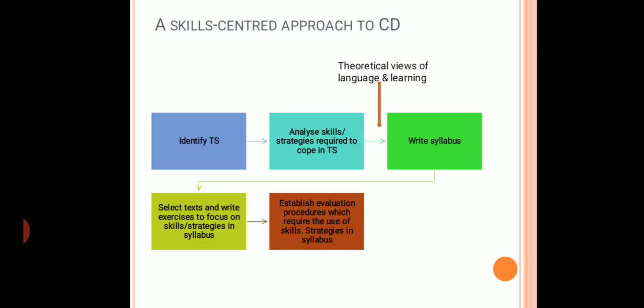Okay, next. This is the diagram. So number one, when you use this approach, you need to identify the target situation, and then analyze the skills or strategies required to cope in the target situation. And number three, you need to write the syllabus. So again, the final product will be the syllabus. Okay, so which one do you choose? Language-centered or skill-centered? Or the third one?